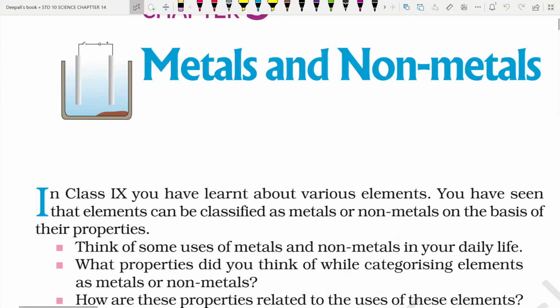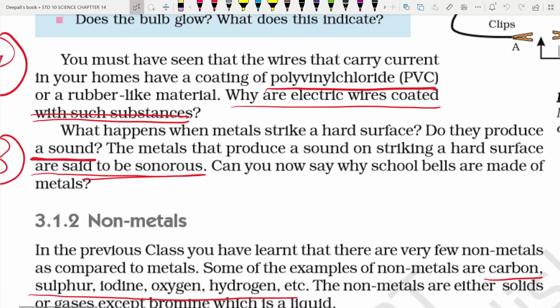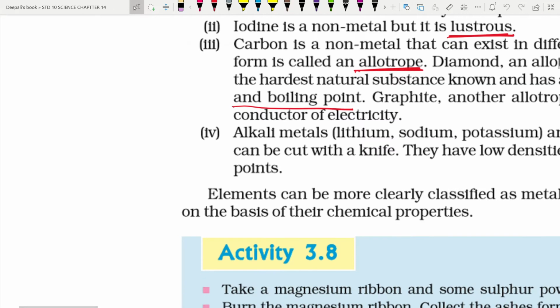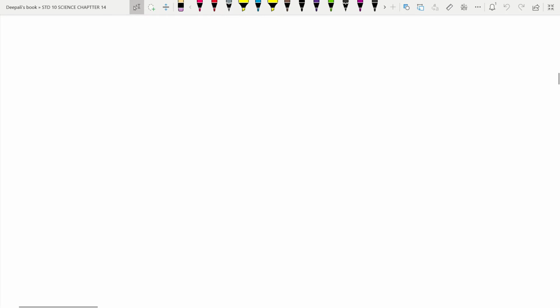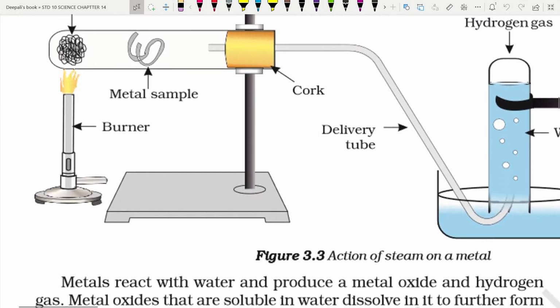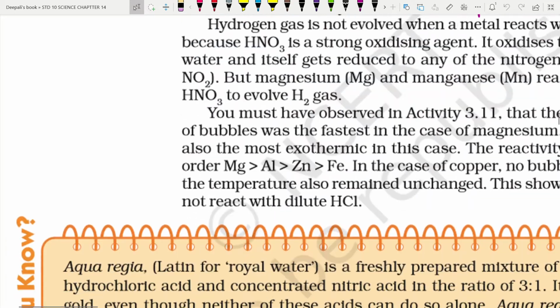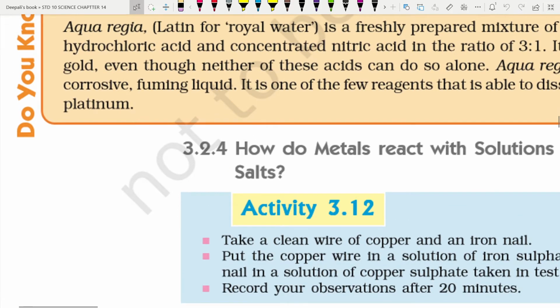Let us start with the third session of this topic, where we are going to study how do metals and non-metals react, and about ionic bonding and ionic compounds. After studying the physical and chemical properties of metals and nonmetals, we are quite familiar with the behavior of metals and nonmetals with various substances and various reactions.